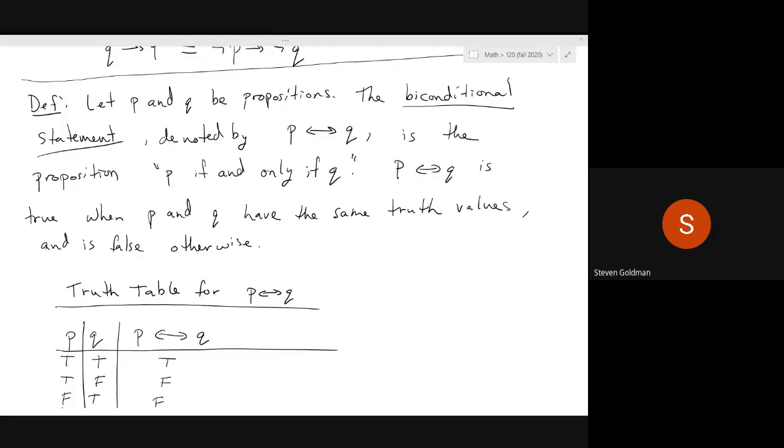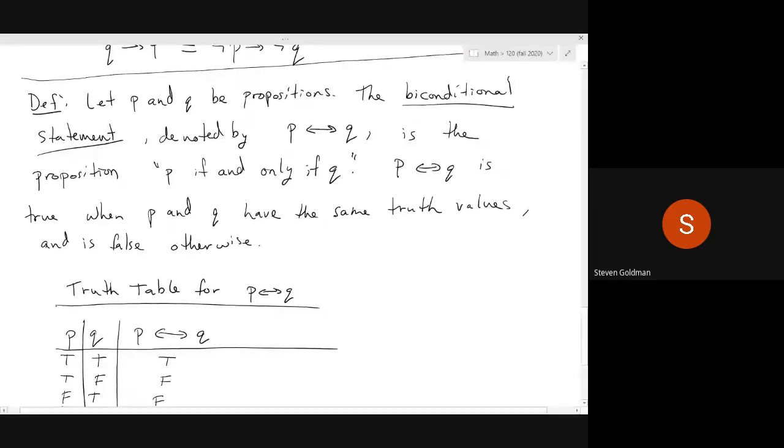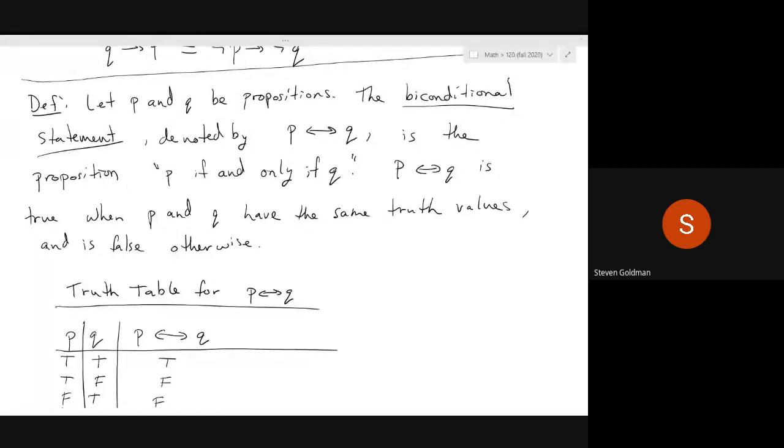Is it safe to assume a truth value of false means negation? Not necessarily. You could have something without being negated that's false. For example, the sun rises in the west. That doesn't have a negation, but that's false. Okay. Any other questions?